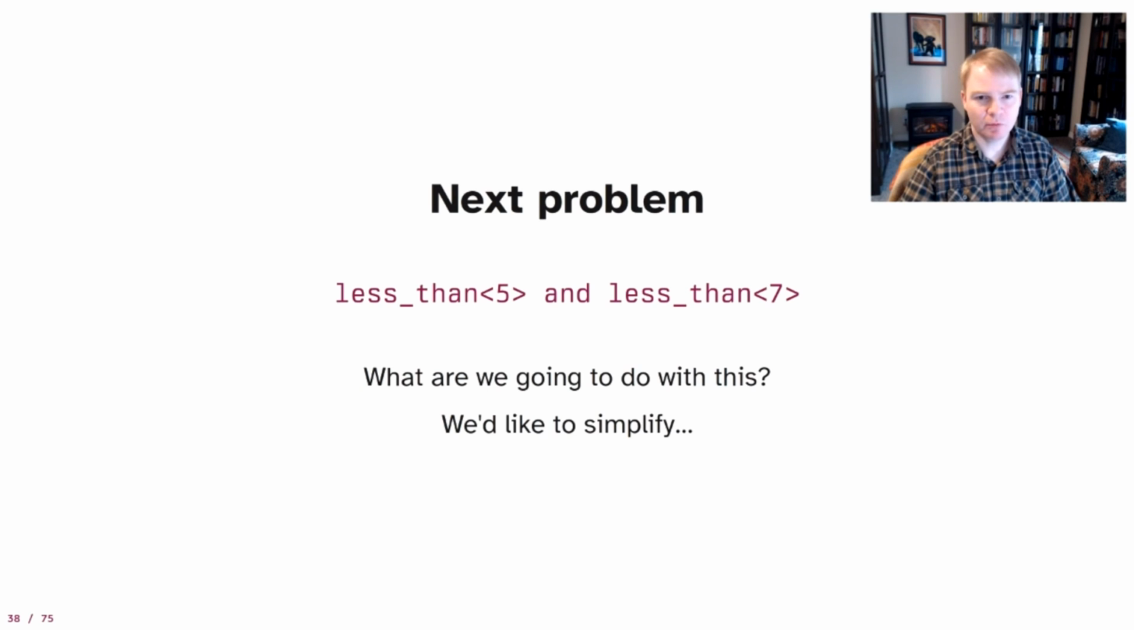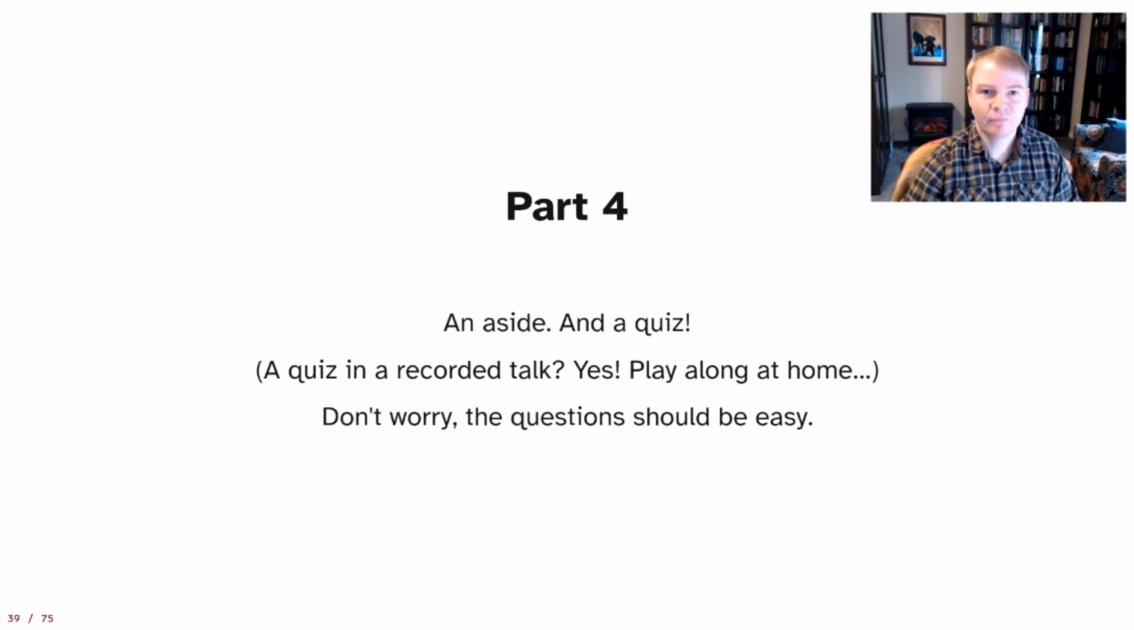Okay, this next problem on my list of problems that I was thinking about was a bit harder. So again, we know as humans that less than 5 and less than 7 is really the same thing as just less than 5, because if a field is less than 5, it's necessarily also less than 7. And there should be no need to evaluate the second matcher here. So I thought about this and I had an idea that took me about a week to incubate.